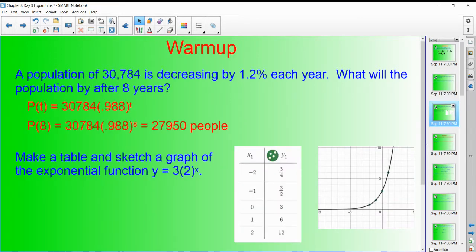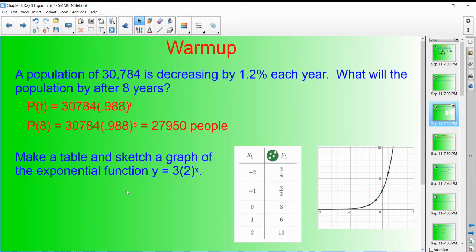So a population of 30,784 is decreasing by 1.2% each year. What will the population be after 8 years? So we have a starting value and we have a multiplier because we start with 100% and subtract 1.2%. So 98.8%. We could put 8 in for time and then we get about 27,950 people.